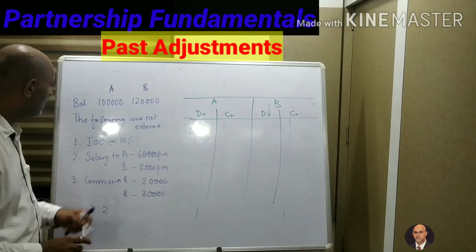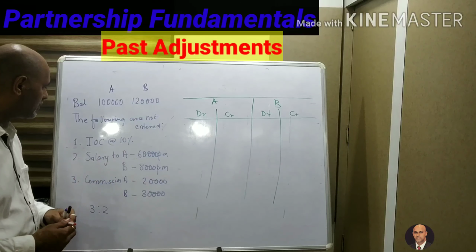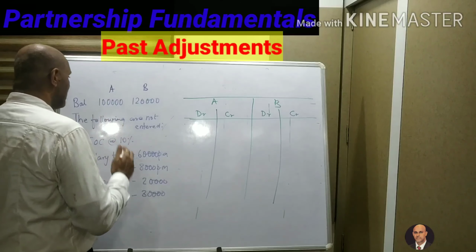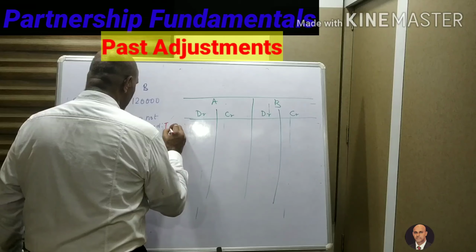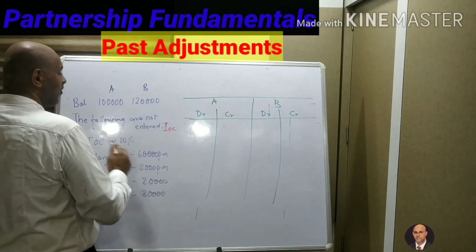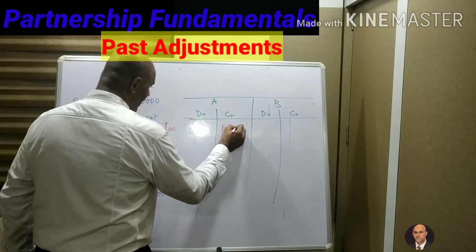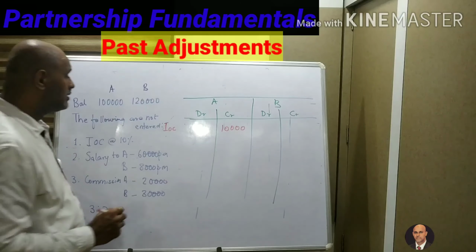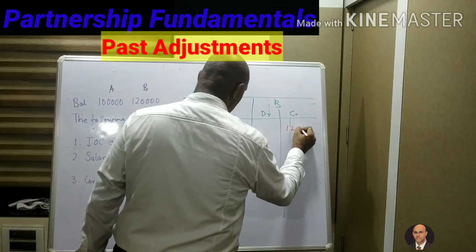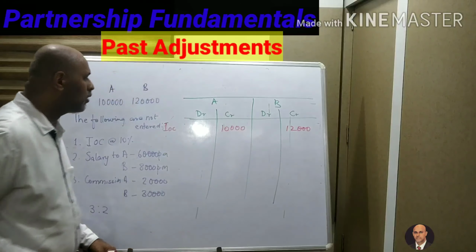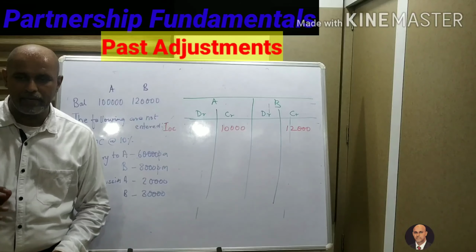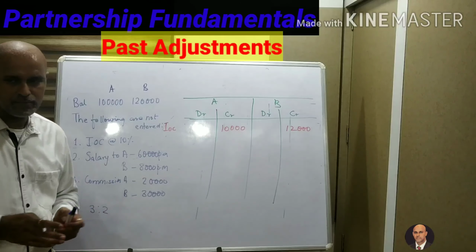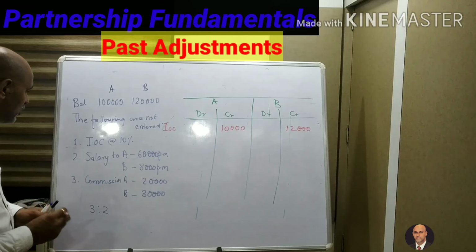Since the interest on capital 10% is not given to the partners, I give interest on capital at the rate of 10%. 10% of 1 lakh is 10,000 for A. Then 10% of 1 lakh 20,000 is 12,000. Now what we could also do is add it and then divide it, but it becomes a little too lengthy. So we shall wait for the full sum to get over, then we shall do the calculations.